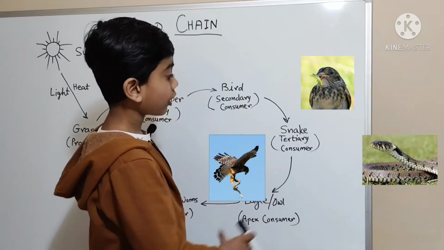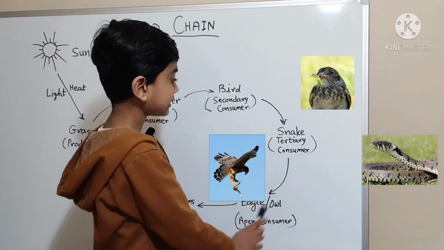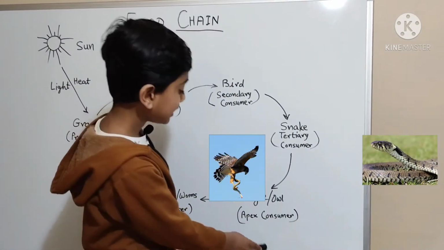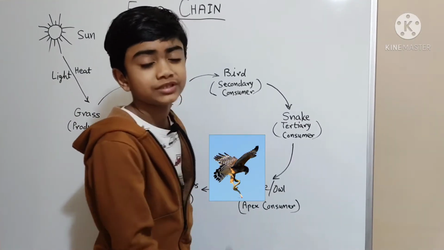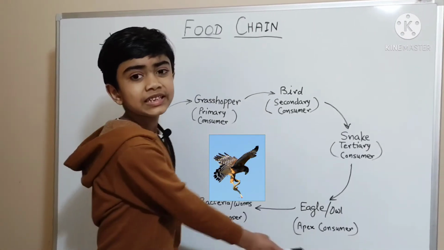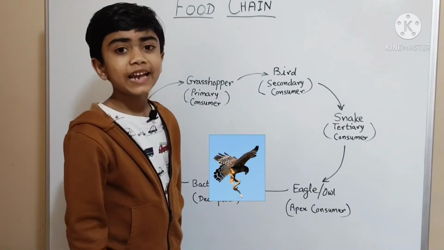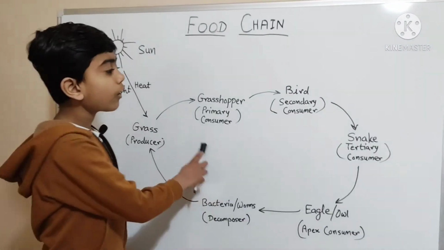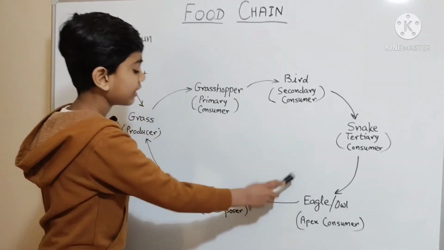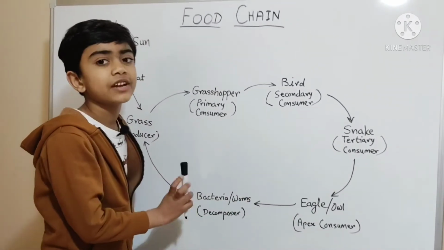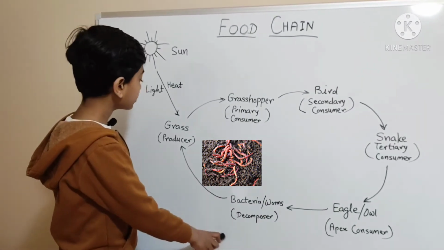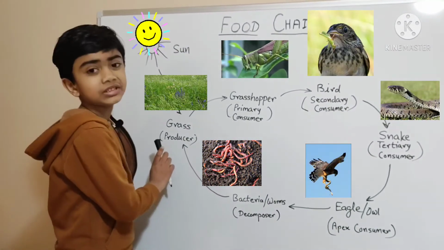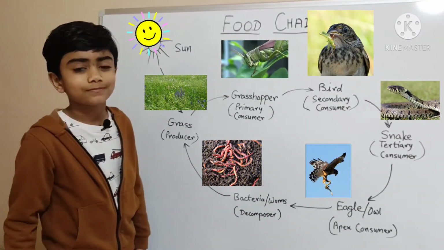The eagles or owls can eat the snakes, but no one eats the eagle and owl, and they are the apex consumers. If no one eats eagle or owl, where will that energy go? When all these consumers die, they are decomposed by bacteria or worms. And all that energy goes back to the producers in the form of compost.